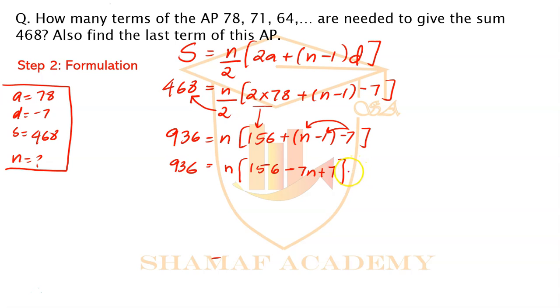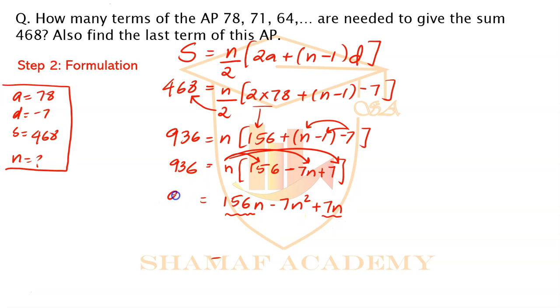Now the next step we should do is multiply the N with each of these values and do that distributive property. To expand this, pause this video and do this by yourself and come back to see what's the answer. And we will see 156N, times N, and -7N will be -7N square plus 7N.